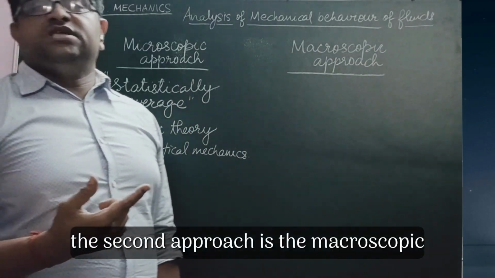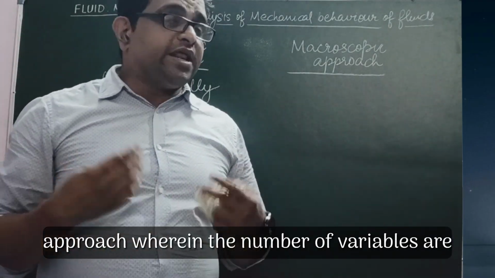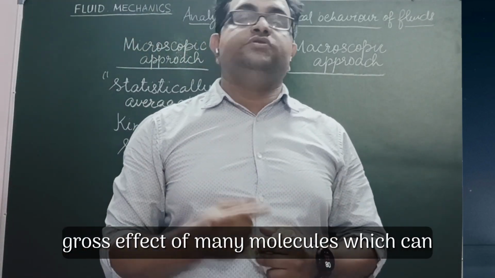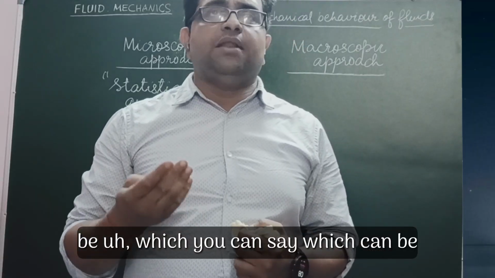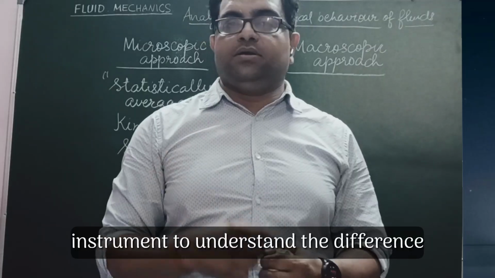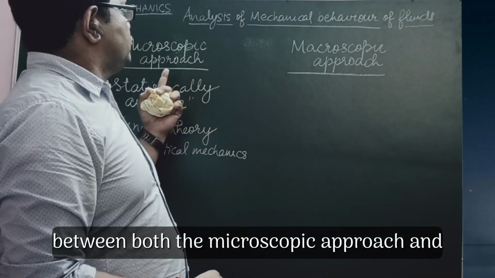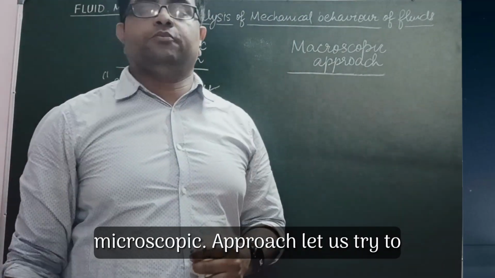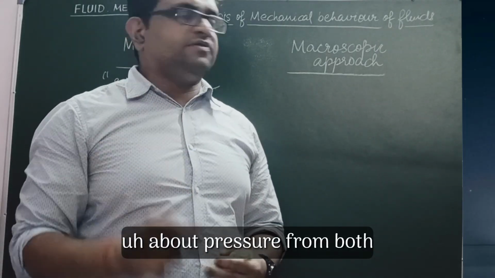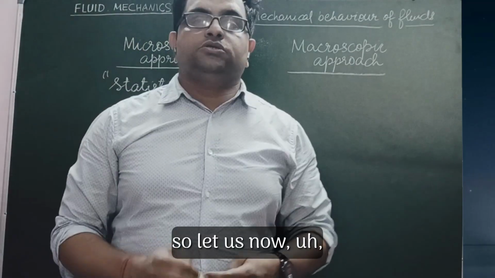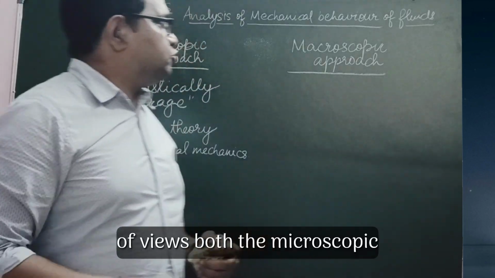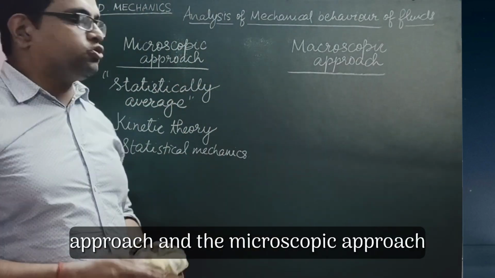The second approach is the macroscopic approach, wherein the number of variables is further reduced by considering the gross effect of many molecules, which can be perceived by our senses and which can be measured by using any measuring instrument. To understand the difference between the microscopic approach and the macroscopic approach, let us see pressure from both these points of view.